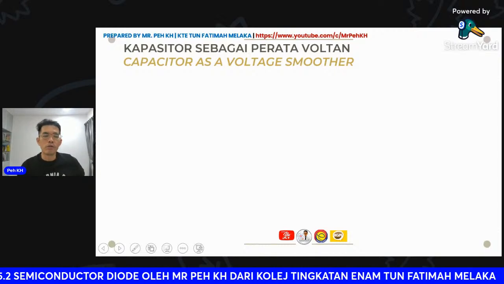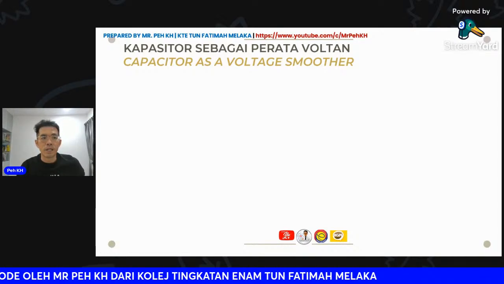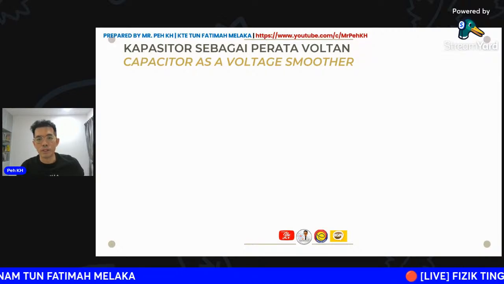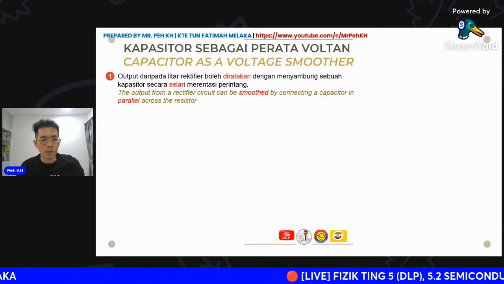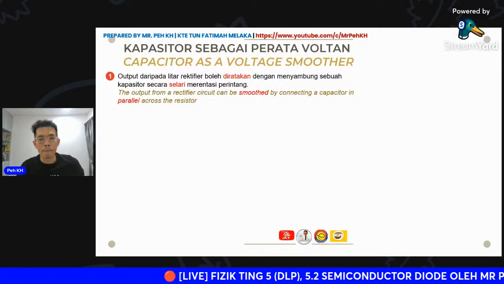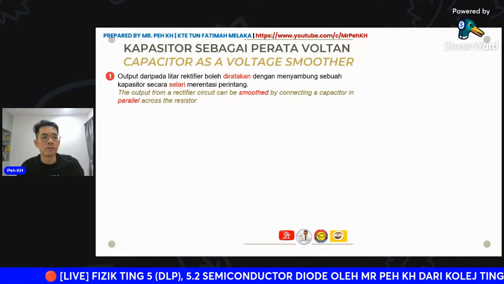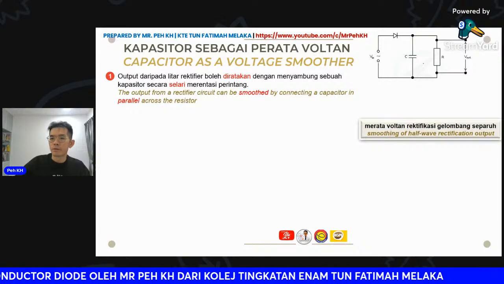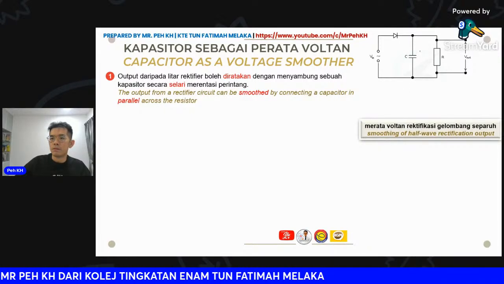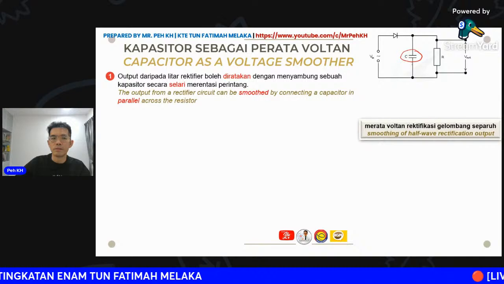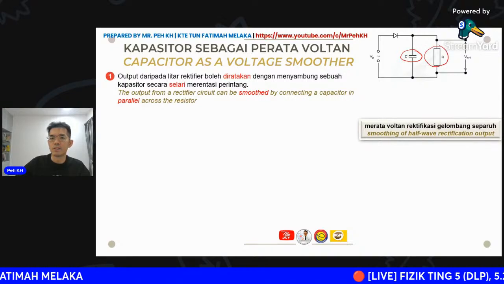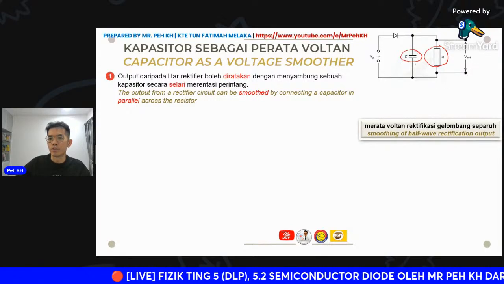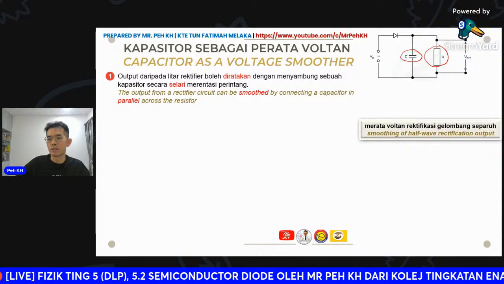Okay, so here we go for the function of the capacitor. As mentioned just now, the capacitor will be the voltage smoother. So the output from the rectification can be smoothed by connecting a capacitor in parallel across the resistor. Okay, so you can see here the capacitor is connected parallel to the resistor for the connection. And this connection is a smoothing of the half wave rectification output.